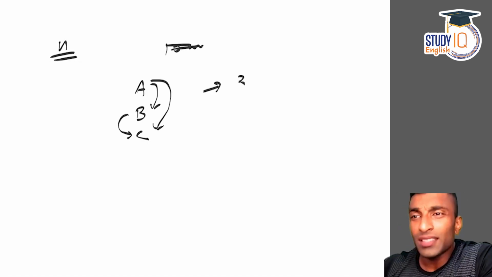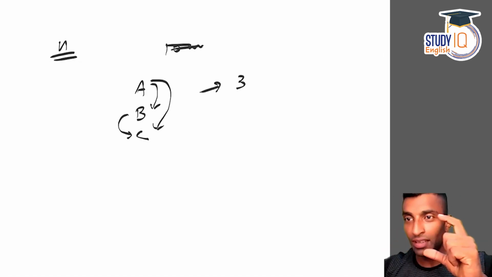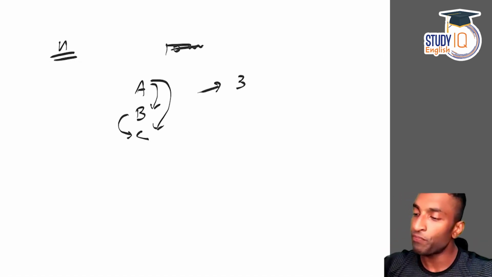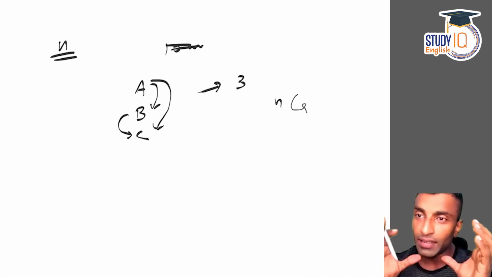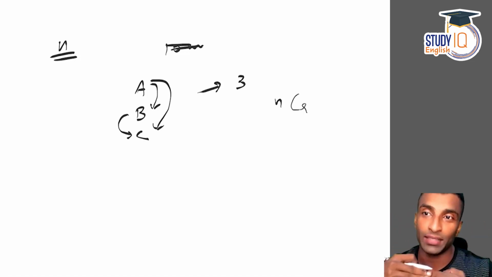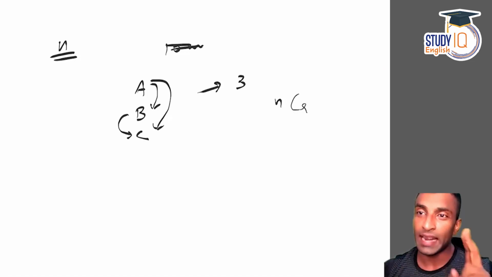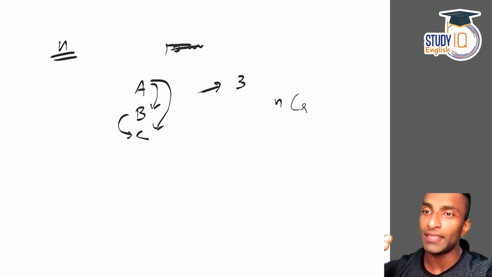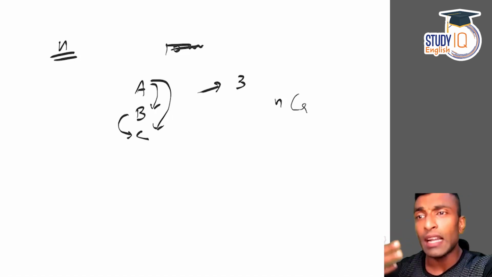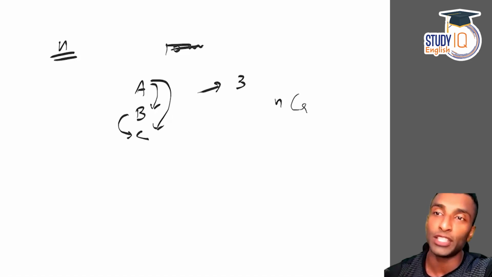3. What is the 3 actually? Since there are 3 people, it is nothing but nCr. To make a handshake, you need 2 hands. 2 hands means 2 people. So it's just about selecting 2 from 3. It's about how many ways you can select 2 from 3. That many handshakes will be made.